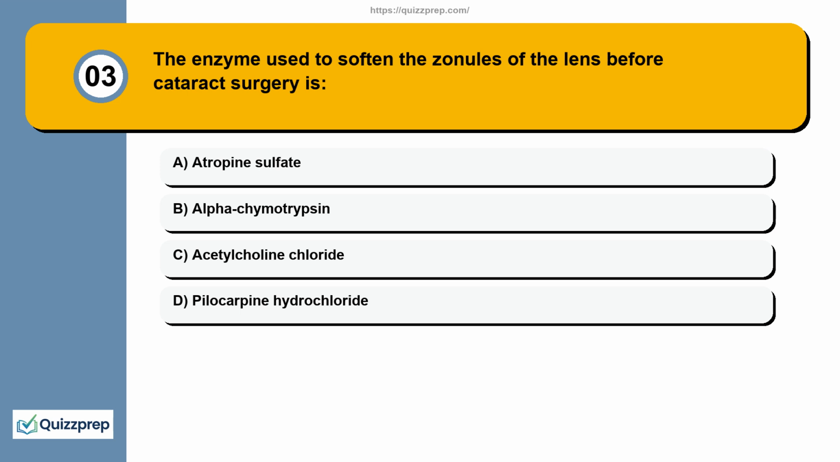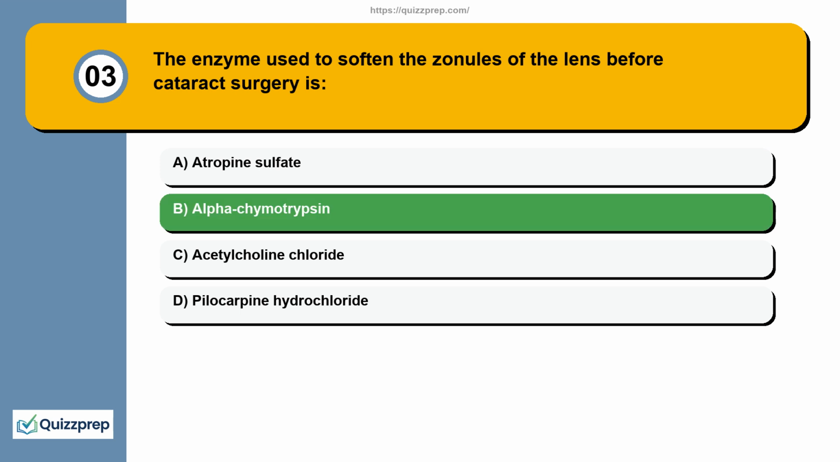Question 3. The enzyme used to soften the zonule of the lens before cataract surgery is: option A, atropine sulfate. Option B, alpha-chymotrypsin. Option C, acetylcholine chloride. Option D, pilocarpine hydrochloride. The correct answer is option B, alpha-chymotrypsin.